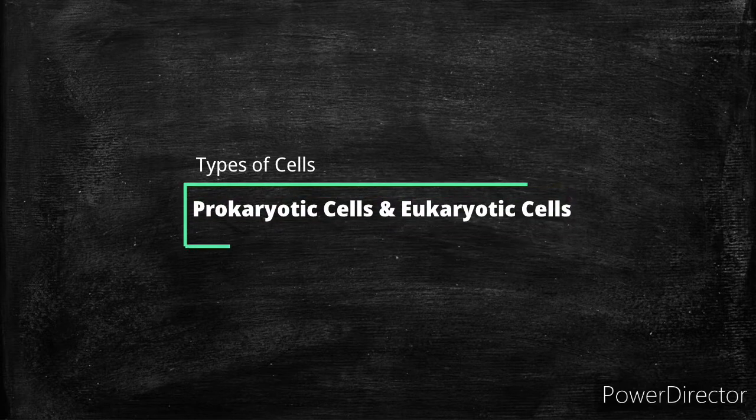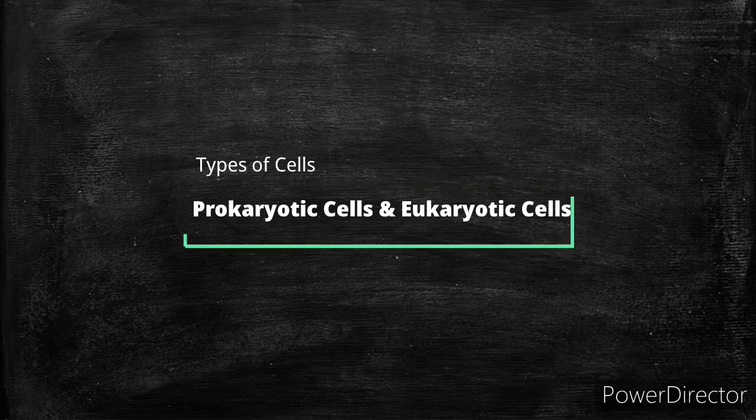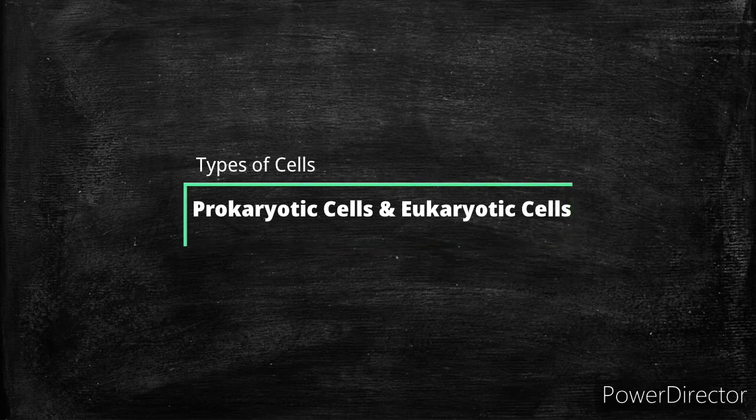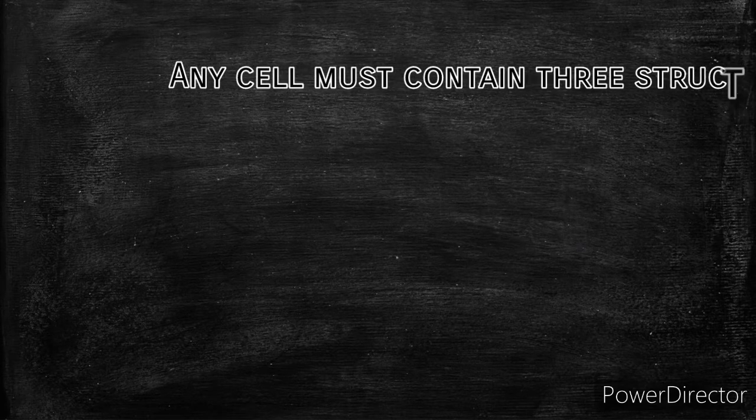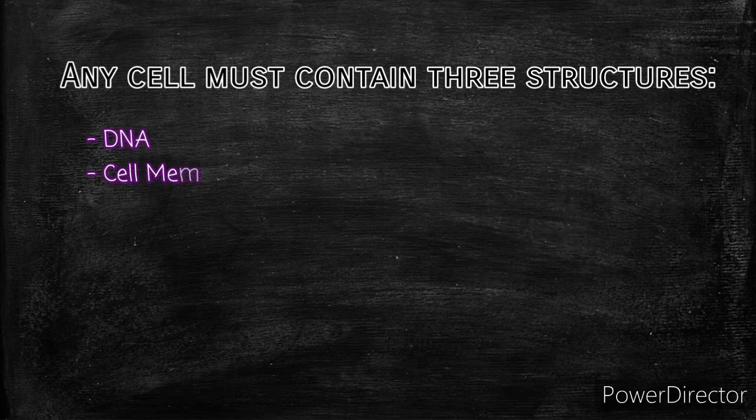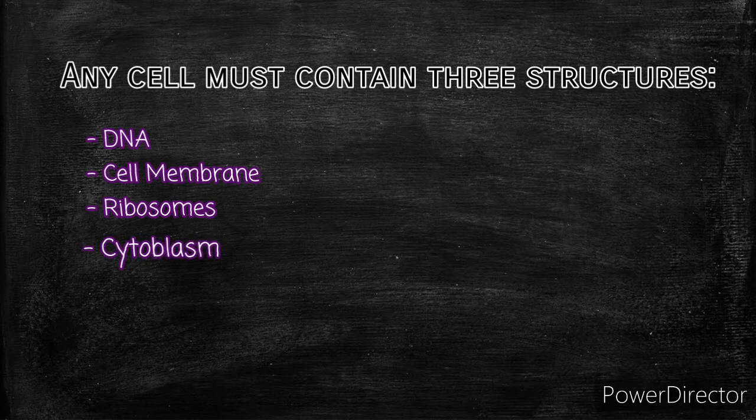All these efforts in making microscopes led us later to classify the cells into two major types, the prokaryotic cells and the eukaryotic cells. But before we know the types, we must discuss something important. We all know that any cell must contain these structures: the DNA, the cell membrane, ribosomes, and finally the cytoplasm, but this isn't really a structure, it's a fluid that fills the space inside the cell. We are mainly going to compare the prokaryotic cell and the eukaryotic cell by their structure.